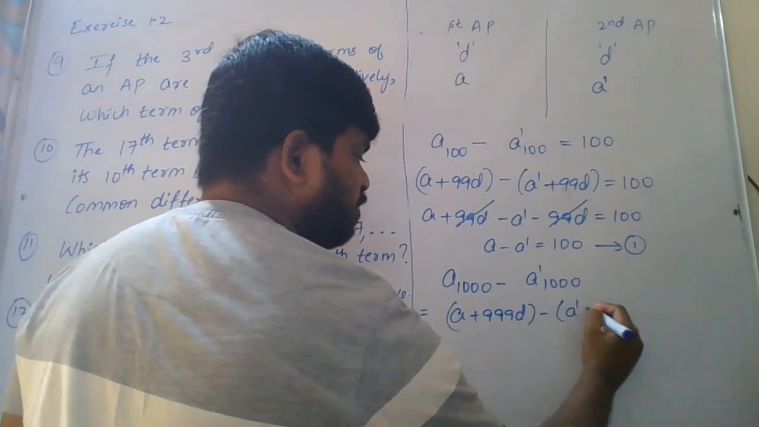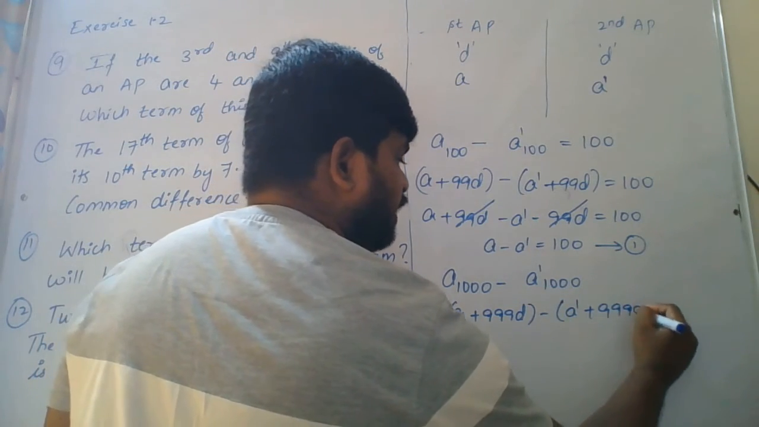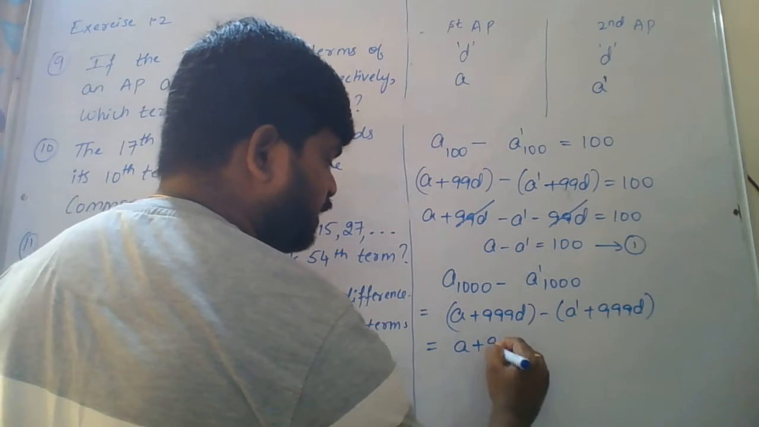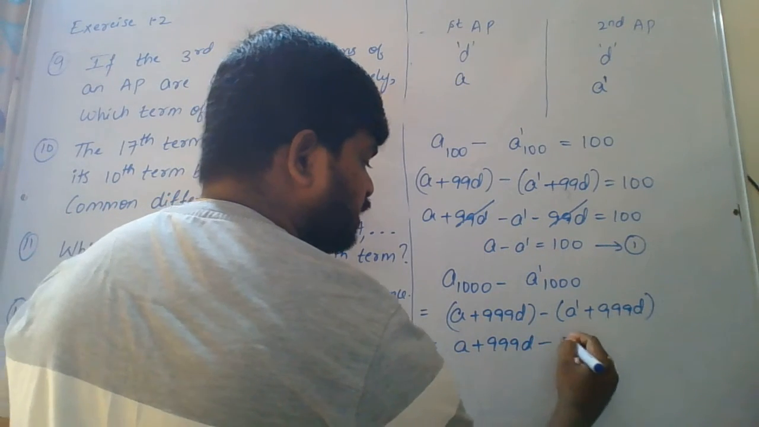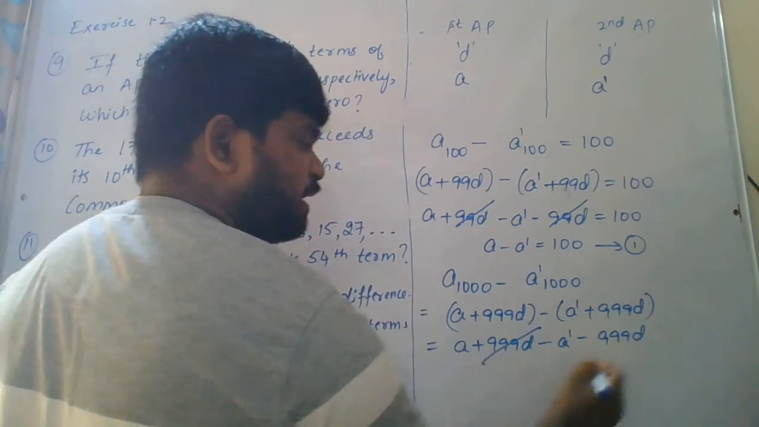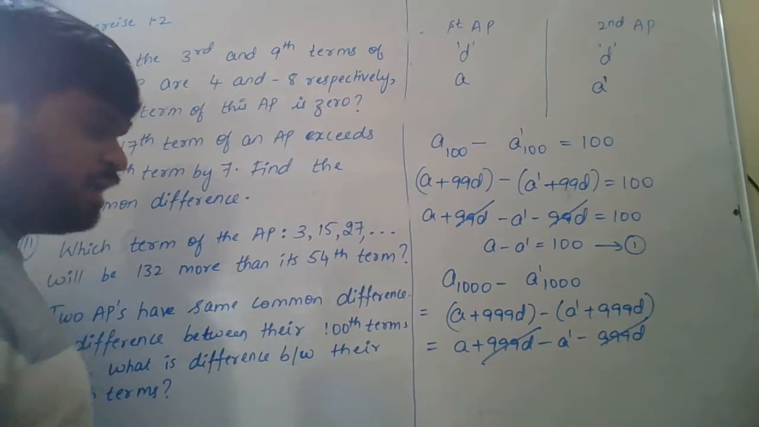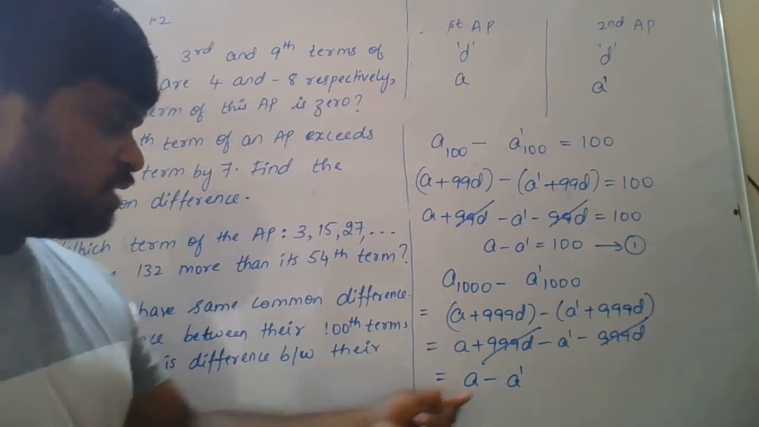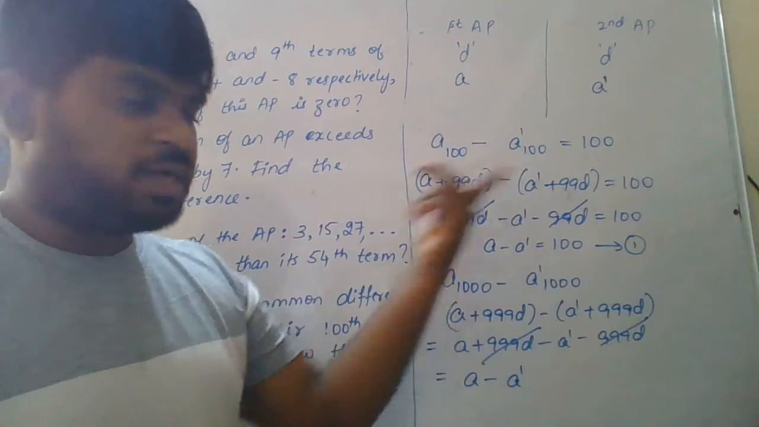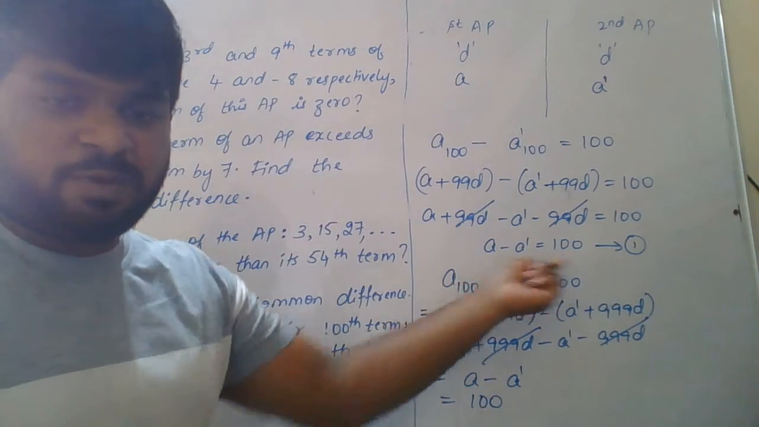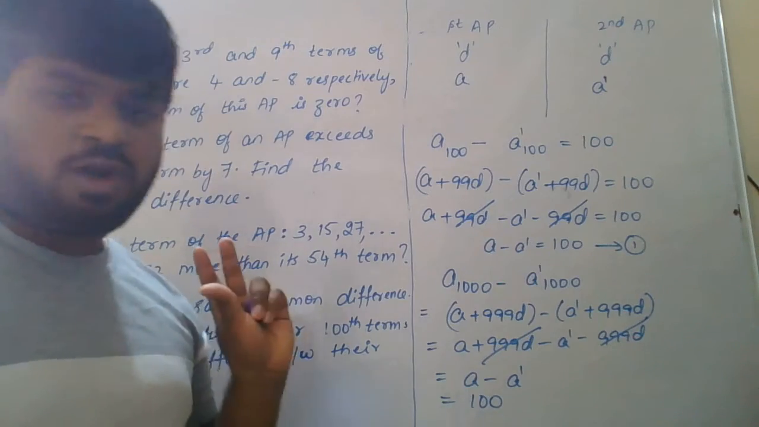which can be written as A prime plus 999D. Let's remove the bracket. A plus 999D minus A prime minus 999D. So plus 999D minus 999D gets cancelled. You are left with A minus A prime. But what is A minus A prime? It is 100. So the difference between their 1000th terms is also 100.